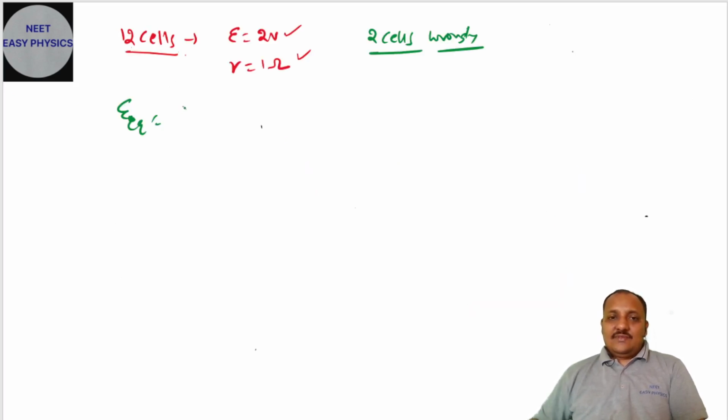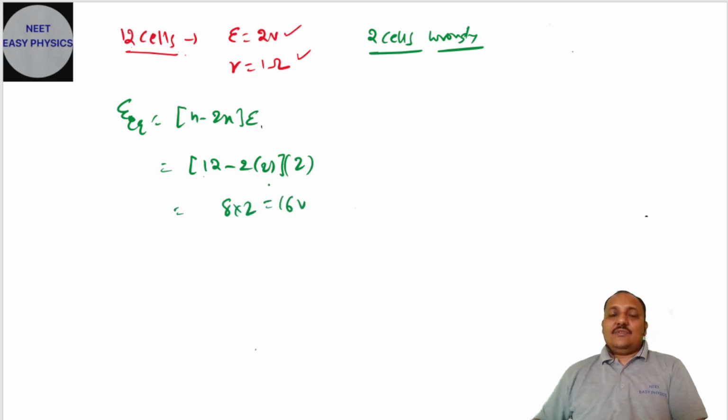So the total number of cells is 12. So 12 minus 2 into 2 cells connected wrongly. Each has a voltage of 2 volts. So 12 minus 4, that is 8, into 2, equals 16 volts. Understood? Now what is the equivalent internal resistance? That is 12 ohms: 1 plus 1 plus 1. So 12 resistors, therefore 12 ohms.